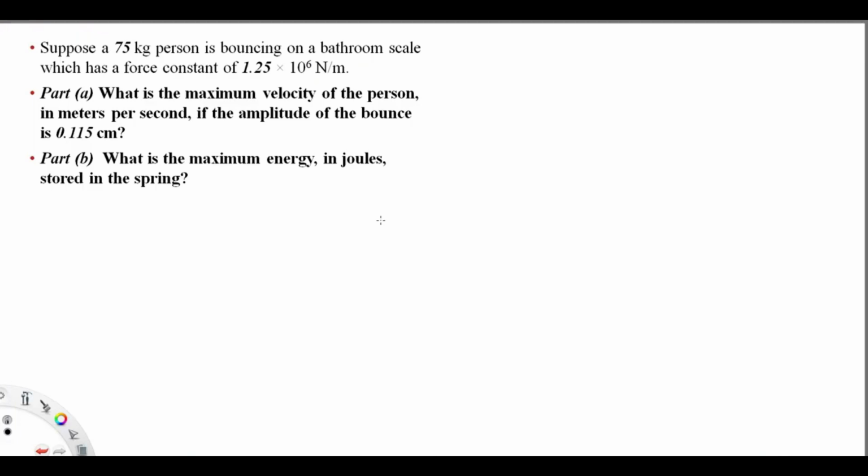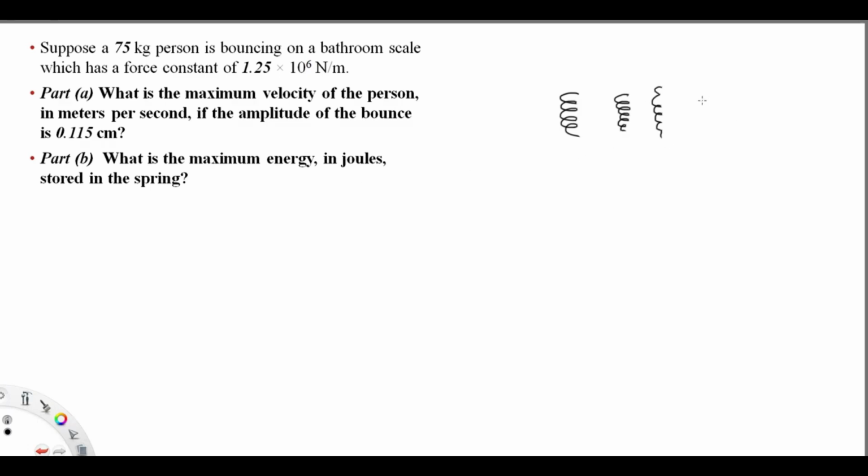So we want to find the maximum velocity. Okay, so that's the spring of the scale, and it's bouncing up and down. It's compressed and then it's extended. So here, to find the maximum velocity, we want to use conservation of energy.